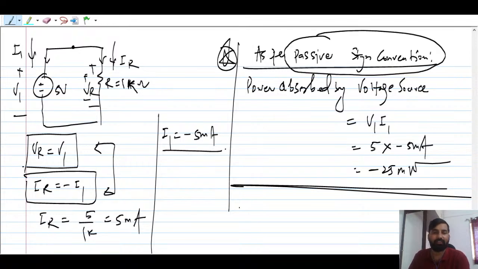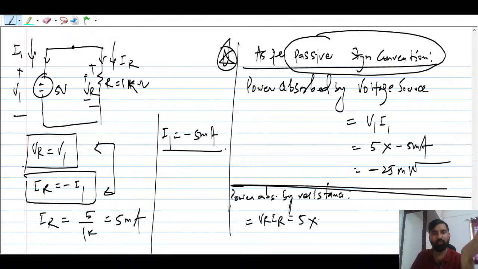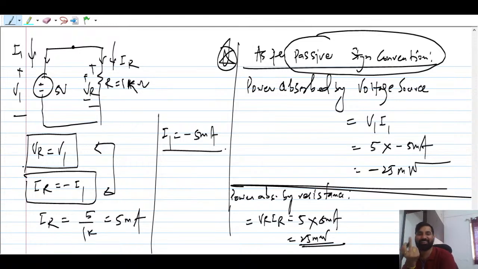Now remember, if I'm finding the power absorbed by resistor or resistance, what will that be? V into I only, right? So VR into IR, 5 into 5 milliampere, which is 25 milliwatt. It is positive, right? So I hope this makes sense to all. If someone asks you how much power got delivered by the voltage source, you have to say 25 milliwatt, right?